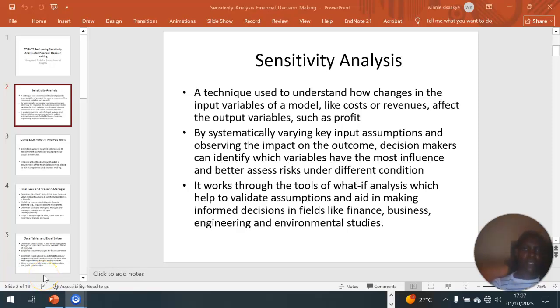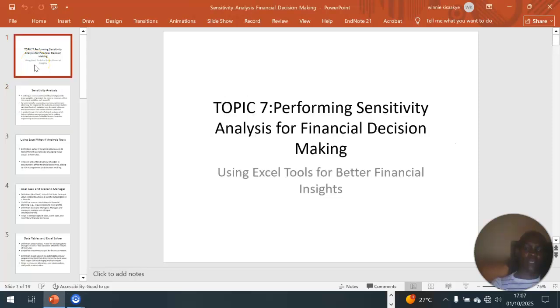Hi everyone and welcome to today's session. Today we are looking at performing sensitivity analysis for financial decision making.